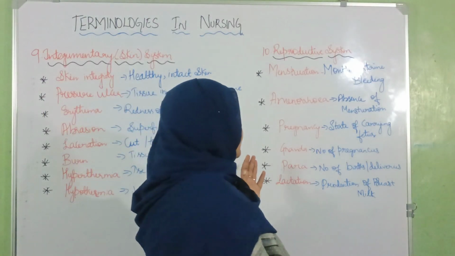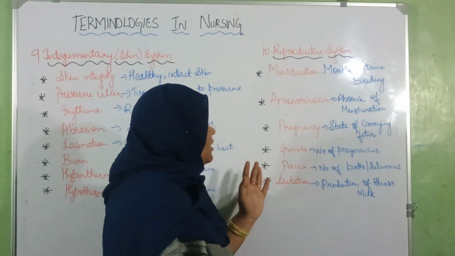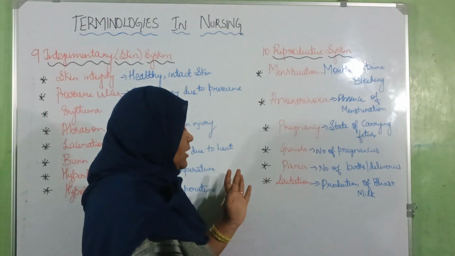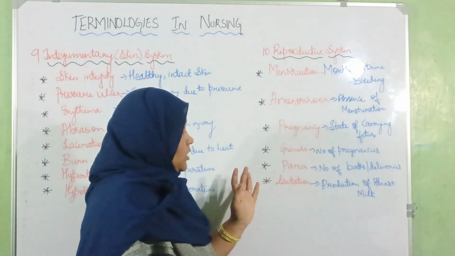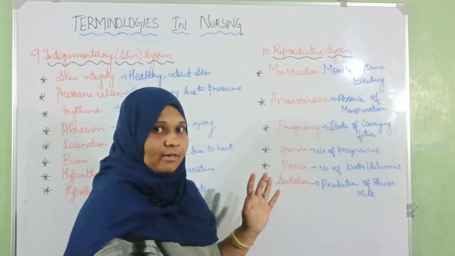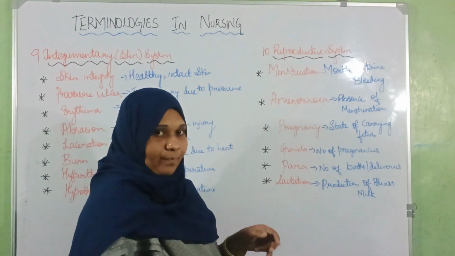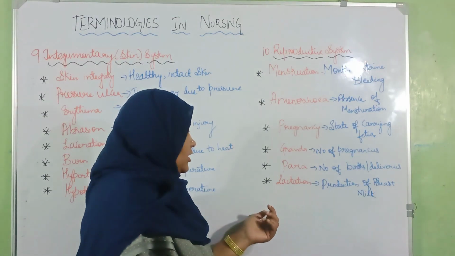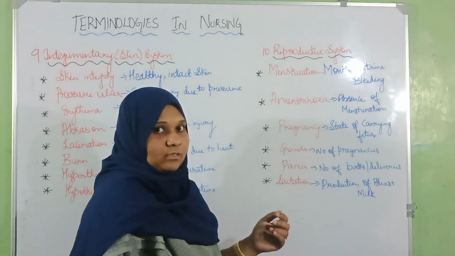So the next system is the reproductive system. What is menstruation? That is monthly uterine bleeding, known as menstruation. Amenorrhea, that is absence of menstruation. Pregnancy, that is the state of carrying the fetus. Gravida, number of pregnancies. Para, number of births per delivery. Lactation, that is production of breast milk.